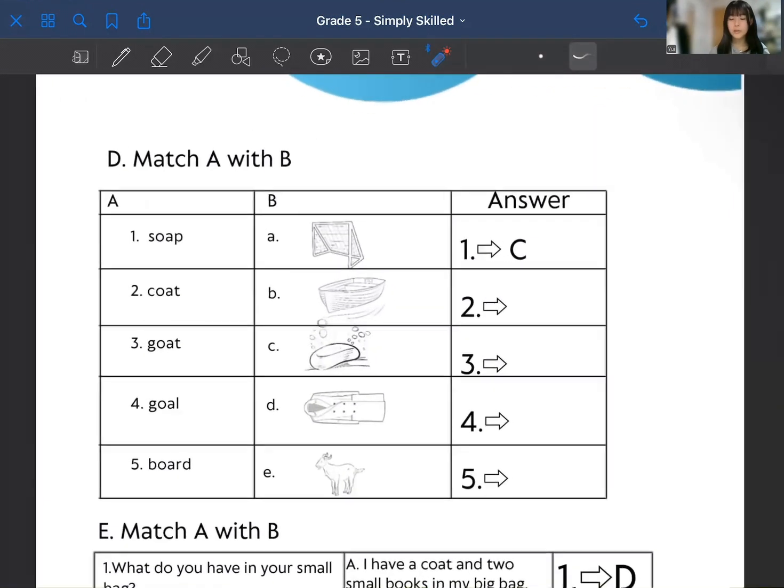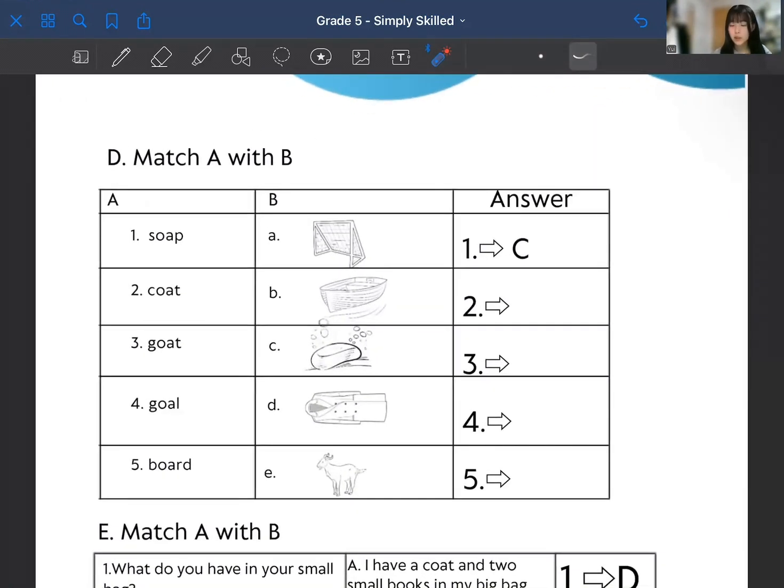Okay, so the next question is, it says match A with B. So there's 5 words here and there's 5 pictures, and we need to match them so that they correspond to each other. So number 1's already done for us, so let's look at it. So number 1 was the word soap. And out of the 5 pictures here, the picture that best matches the word soap would be C right here. It shows some soap bubbling. So you'd write C down here just like you did already.